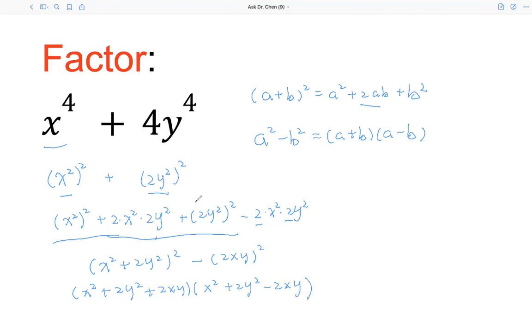So now this x to the fourth power plus 4 times y to the fourth power becomes a factored form. Hope that makes sense to you.